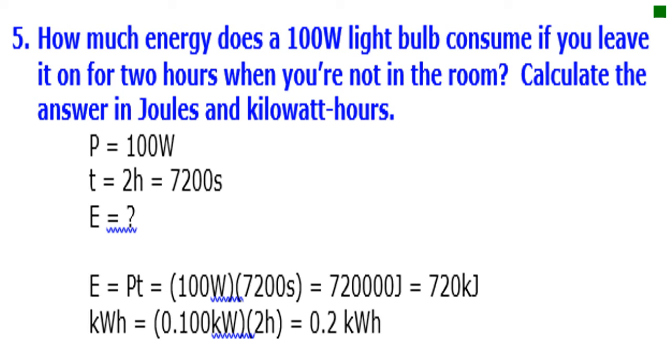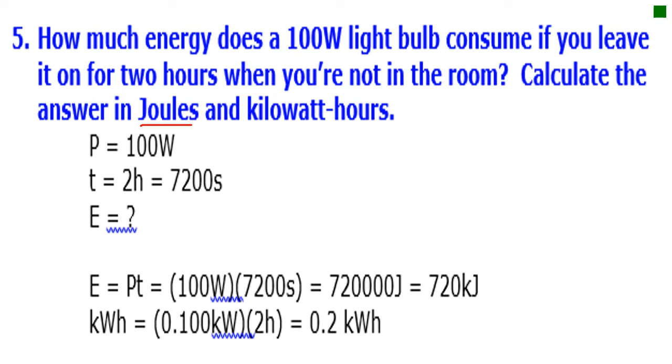Well, because they're asking for it in joules, we have to convert 2 hours into seconds. You would take 2 hours, multiply that by 60 minutes for every hour, and multiply that further by 60 because you have 60 seconds in every minute, and you would get 7,200 seconds. So you calculate the energy. You take your power, which is 100 watts, times 7,200 seconds, and you would get 720,000 joules.